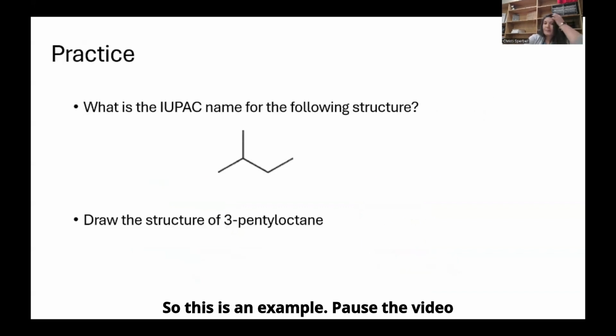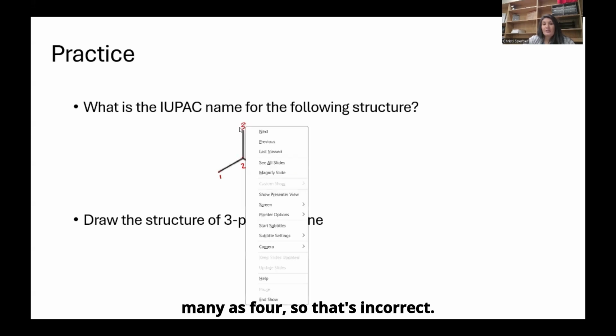So this is an example. Pause the video, and when you're ready, we'll come back and work on it together. So the first thing we do is identify the parent chain. So what we're going to do is if I go from left to right, 1, 2, 3, 4. That's 4 carbons. If I go up for the branch and go 1, 2, 3, that's not as many as 4, so that's incorrect.